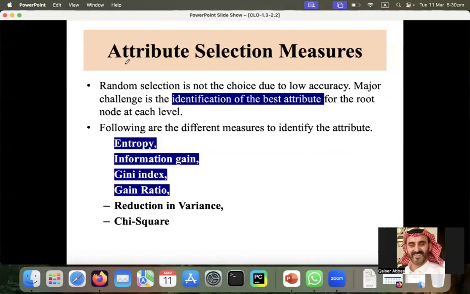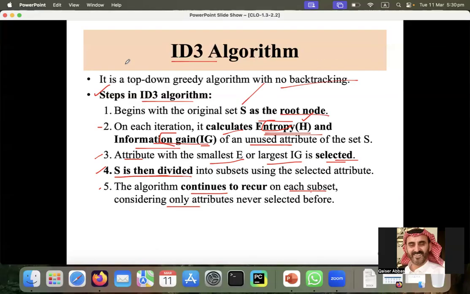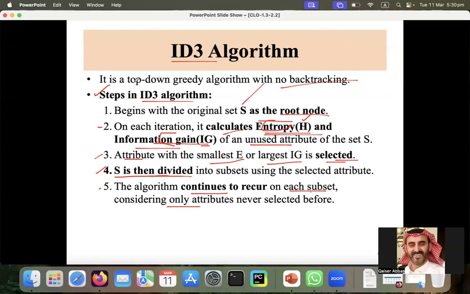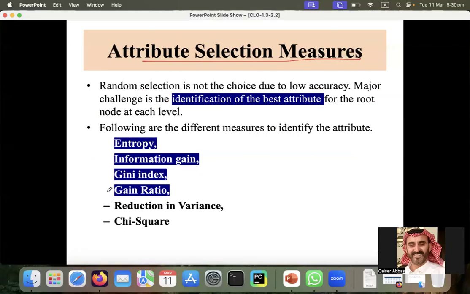And now we are changing our title to attribute selection measures. This is what we said in the general algorithm. You have seen the algorithm of ID3, but here you have not seen how to calculate entropy and information gain. The rest of the algorithm is simple, but entropy and IG is something you have to consider. Anyhow, attribute selection measure.